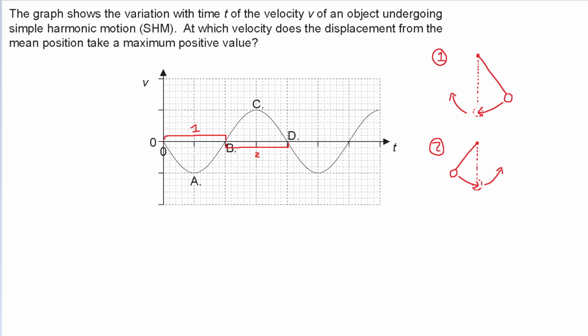The graph shows the variation with time t of the velocity v of an object undergoing simple harmonic motion. At which velocity does the displacement from the mean position take a maximum positive value?